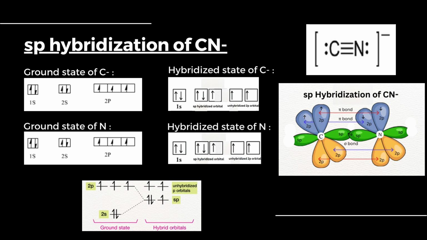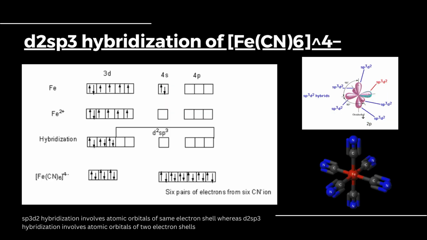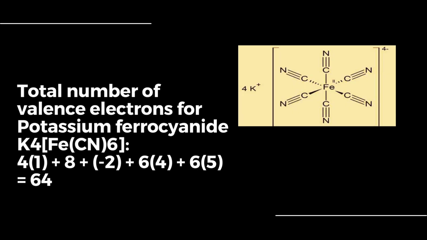The sp hybridization of CN-: the ground state of C will become the hybridized state of C, and the same goes for N. So they will form the sp hybridization of CN-, which is the cyanide ion. After that, they will undergo d2sp3 hybridization of the ferrocyanide anion. This is basically what the shape will look like, as provided here. The total number of valence electrons for potassium ferrocyanide will be around 64.